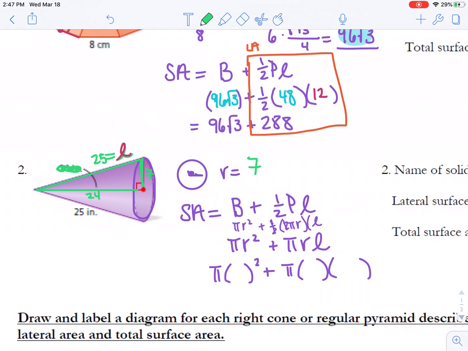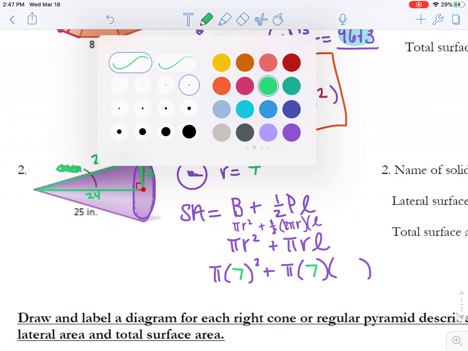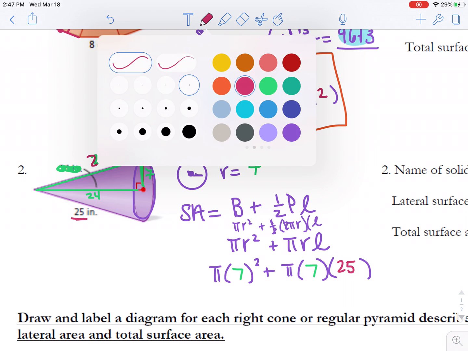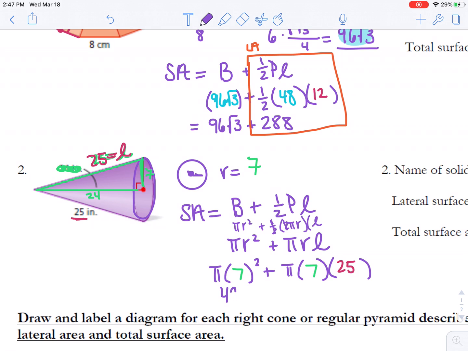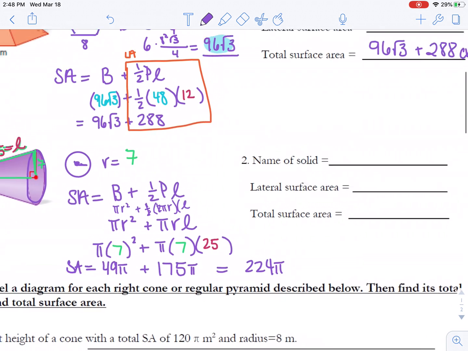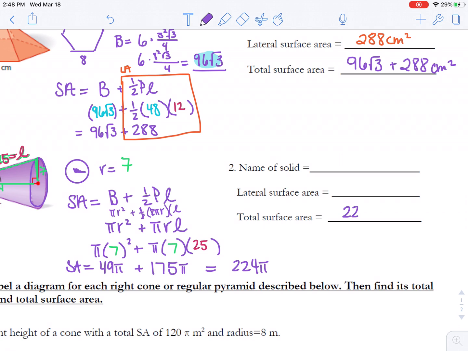We already know that the radius is 7, and we already identified in our diagram that the slant height is 25. They gave that to us over here, so we can plug that in our formula, and now we just have to multiply. So here the surface area is 49 pi. 7 times 25 gives us 175 pi. So we can combine those together since they're both like terms. The 175 plus the 49 gives us 224 pi. So that's our total surface area for this cone.